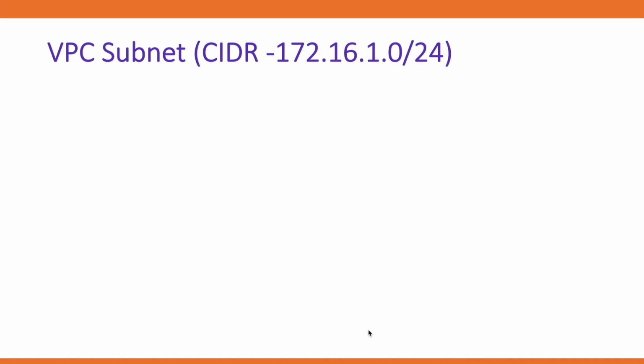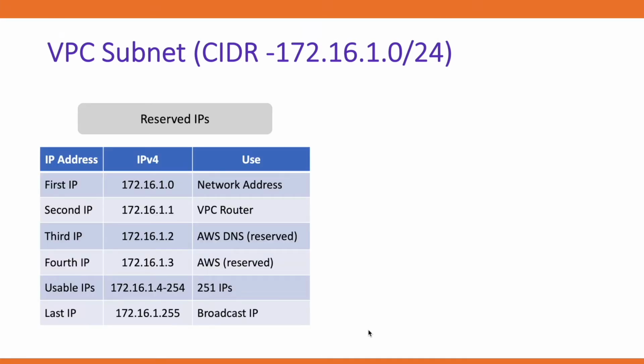Let's take an example of IP network 172.16.1.0/24. Then the first IP, 172.16.1.0, is the network address. The second IP, 172.16.1.1, is the IP of the VPC router. The third IP, 172.16.1.2, is reserved for DNS.